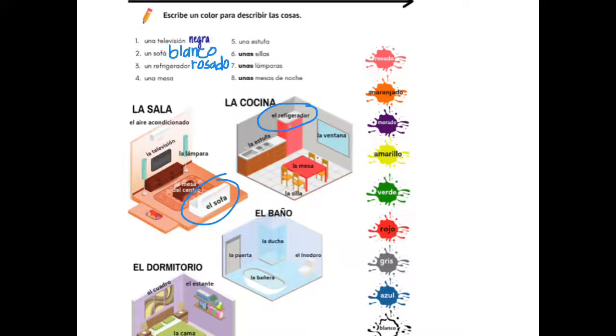Una mesa, maybe roja. Since mesa is feminine, I'm making sure that I change this to be feminine. I don't have to make it plural since we're talking about one. Una estufa, here's our estufa. I would say that this is gris.